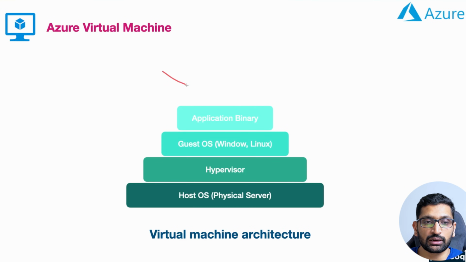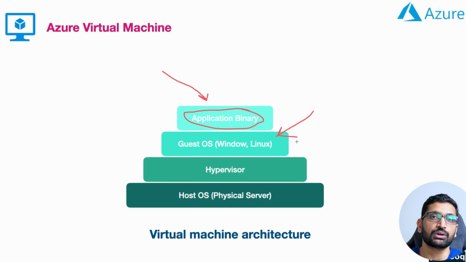And at last, there comes an application binary, which is this one, which is sitting in our guest OS. And these application binaries are the binaries which we want to deploy or run inside our guest OS, which is this one. It can be a Windows machine or it can be a Linux machine of our choice.